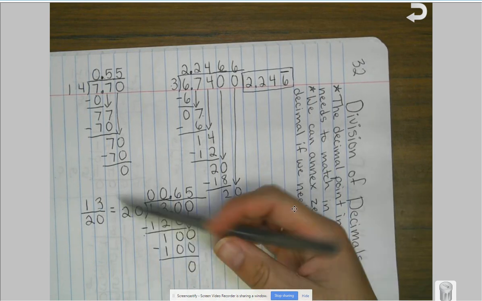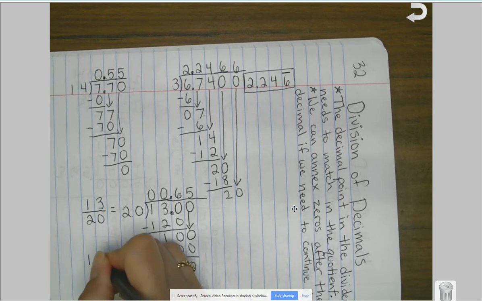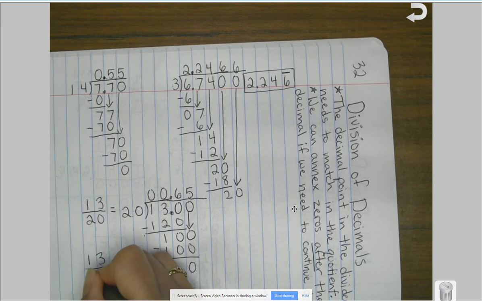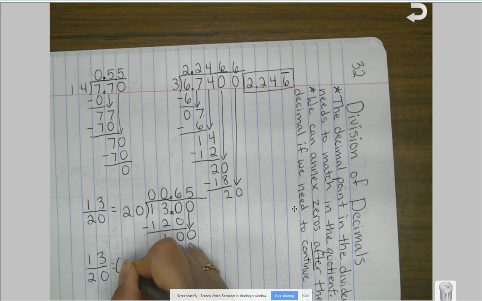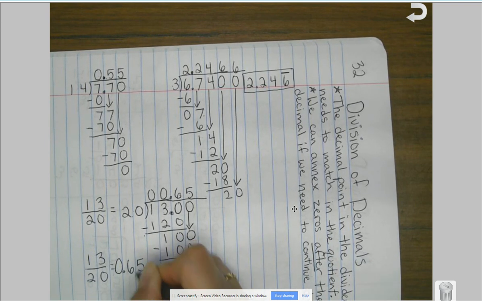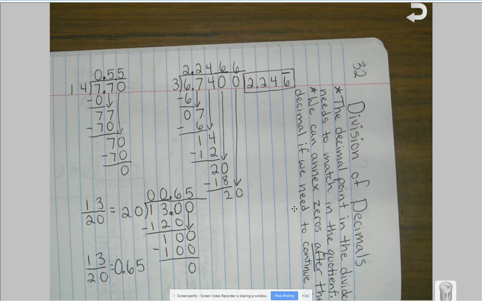So 13/20 is the same as 0.65, or 65 hundredths. So that's how you turn a fraction into a decimal.